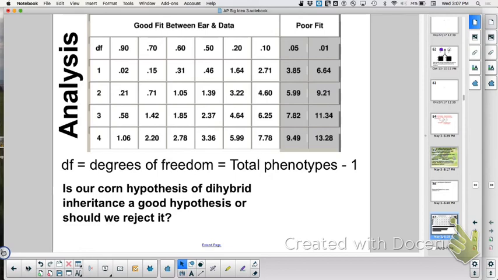Okay, we've done this. Okay, so look right here. Here's your degrees of freedom.